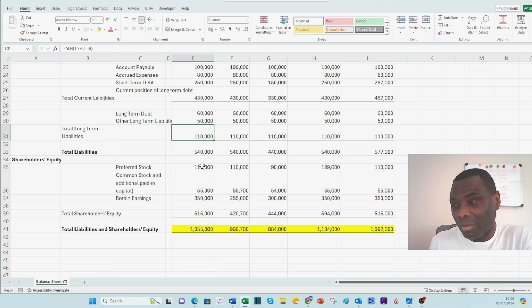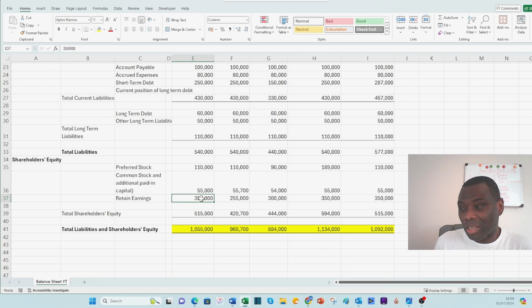So you have your preference shares, you have your common shares, and then you have your retained earnings on the shareholders side of the equation. And these common shares are the shareholders' fund. Shareholders are the shares that have been attributed to the shareholders. And in addition to that, then you have your retained earnings, and that brings you to the total of total shareholders' equity.